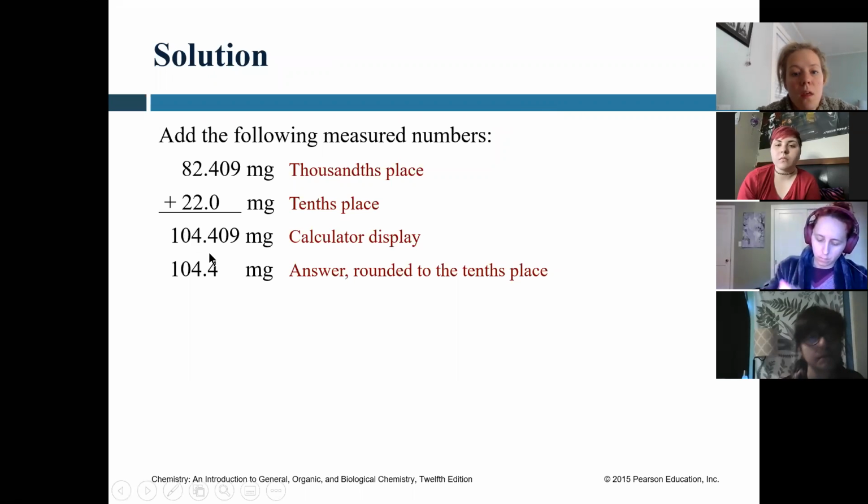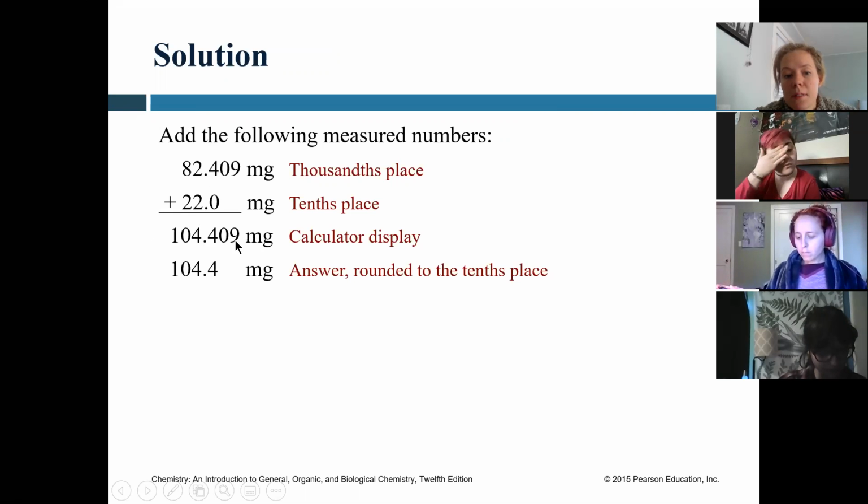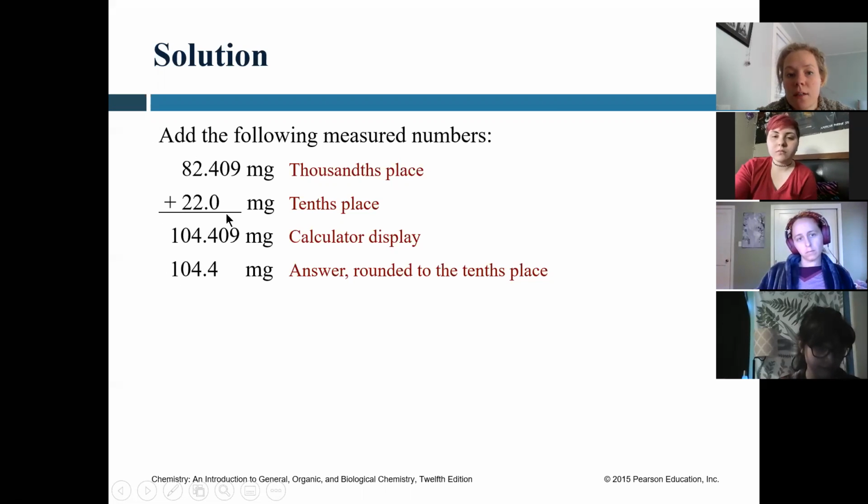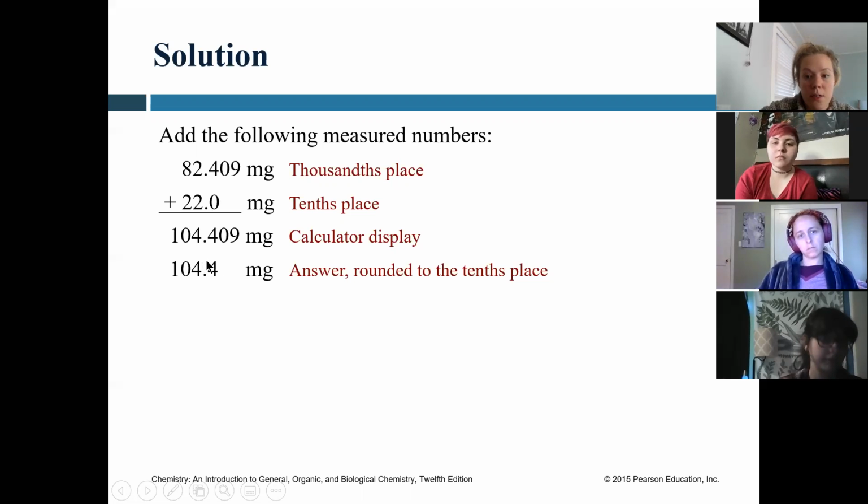Okay, so when you run this through your calculator, you should get 104.409 milligrams. A lot of this is junk information though. We can only go to the tenths place, so I need to cut off the 0 and the 9. The 0 tells the 4 to stay. So 104.4. Again, it doesn't matter that this only has 3 sig figs and your final answer has 4 sig figs. We don't use the sig figs for addition and subtraction.